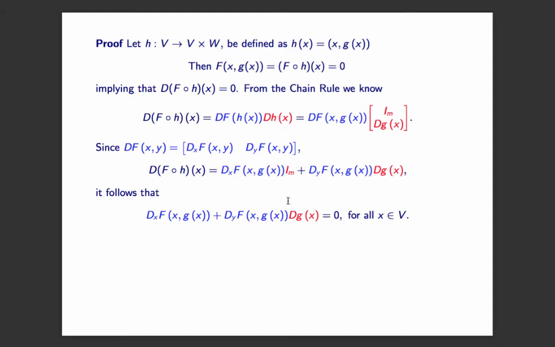Well, it follows that, remember that the derivative of this is 0, so this is equal to 0, which is exactly what we see here. That red identity matrix went away because, well, it's the identity matrix, like multiplying by 1. And this is true for all x in V, that is, all x in the domain of h, which is to say all x in the domain of g.